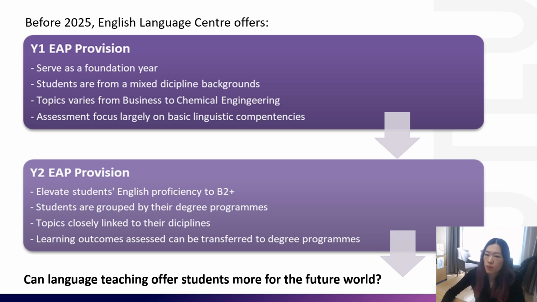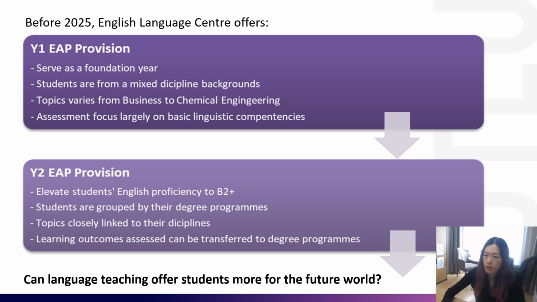Once a student is equipped with a B2 exit level, they will enter the Year 2 EAP provision, which aims to elevate students' English proficiency to B2+, and the students are grouped by their degree programs with a topic that is linked to their discipline. And the learning outcomes assessed can be transferred to their degree programs.